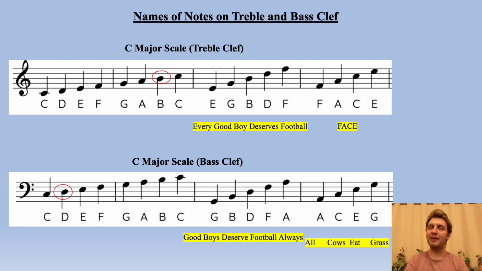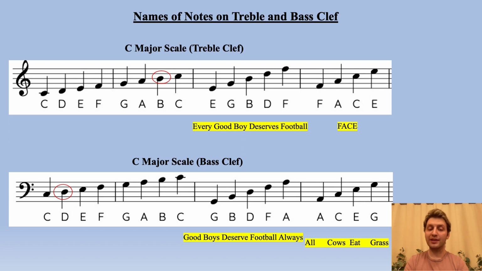Because if there was a melody, let's say, that mainly featured in the octave below middle C, we would use the bass clef because it's much easier to read those notes when they're on the lines and spaces. Whereas if we had a melody that was mostly above middle C, we would use the treble clef because, again, it's much easier to read.